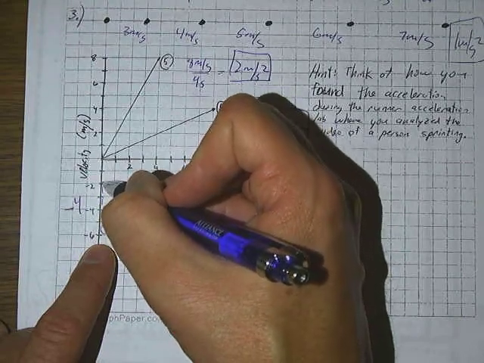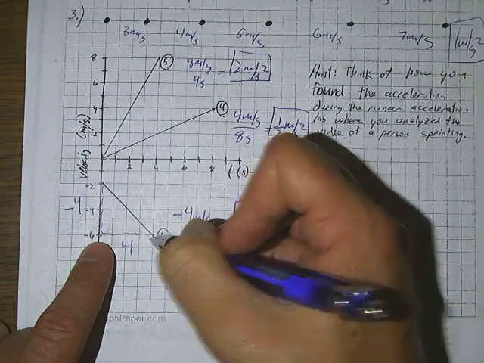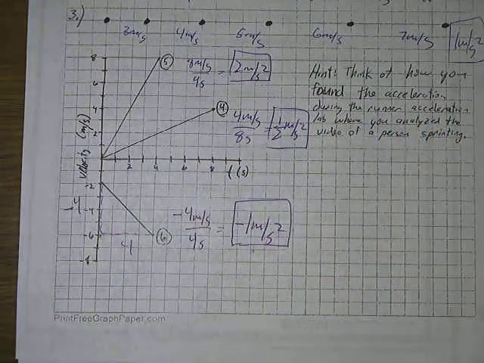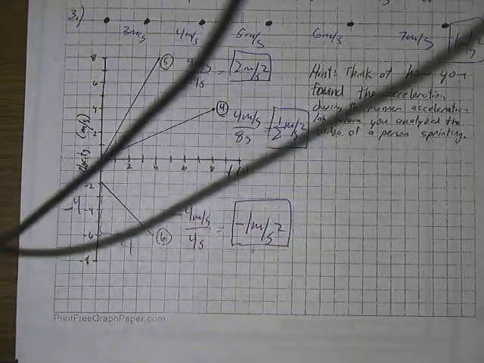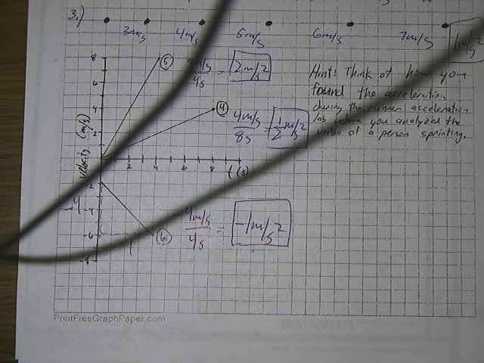And down here, this usually is tricky for people because they count from 0 a lot of times. No, count from where the line actually is. You're dropping 4 and going over 4, so it's -1 meter per second squared. Any questions on that?